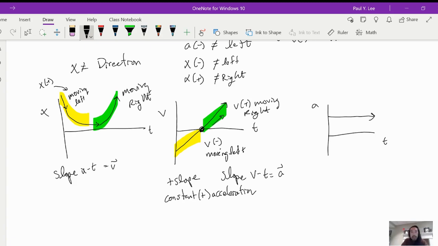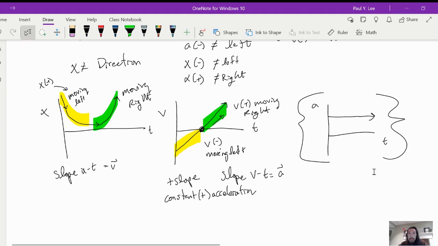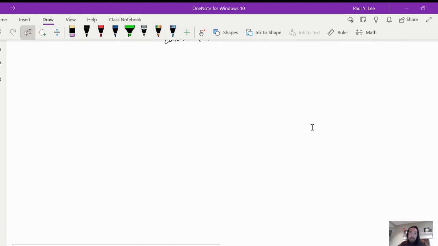All right. Now, here are the three graphs, and for this unit, our main focus is actually with this one, the whole idea of acceleration. And let's go to the next part.